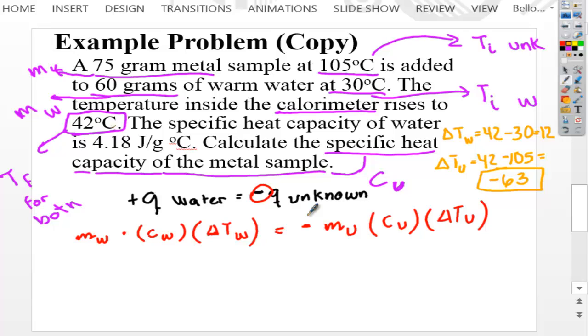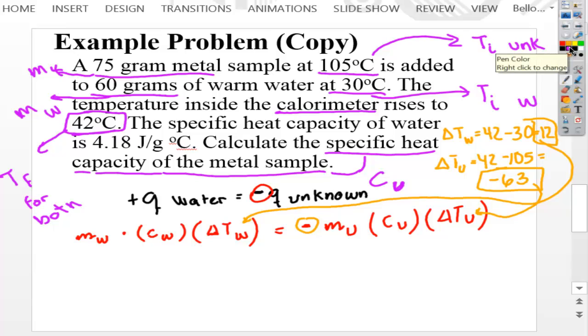Because we also have a negative right here, that's going to turn out to be what? What do you get when you multiply two negatives? A positive. Okay. So this 12 is going to come right here, the delta T of water, and this negative 63 is going to go right here. Okay? So now I'm just going to plug in numbers.